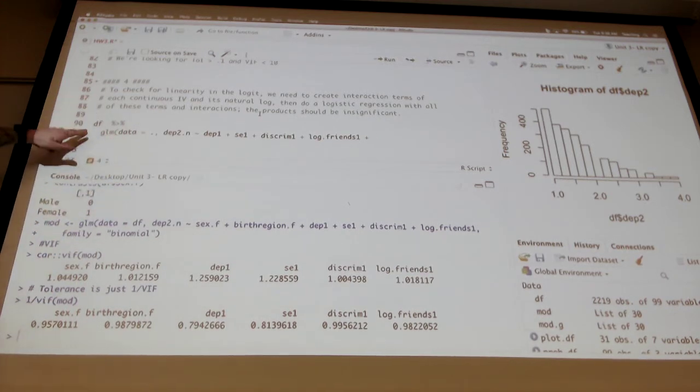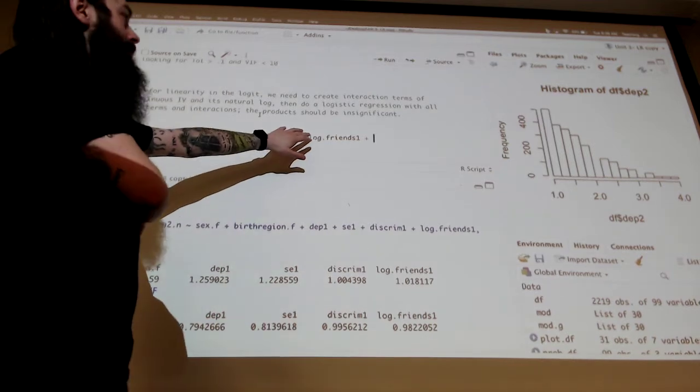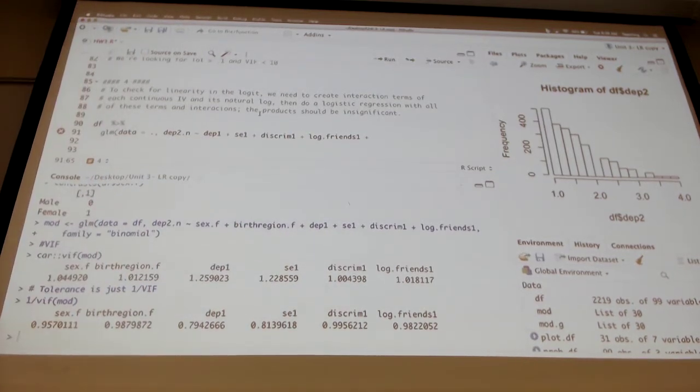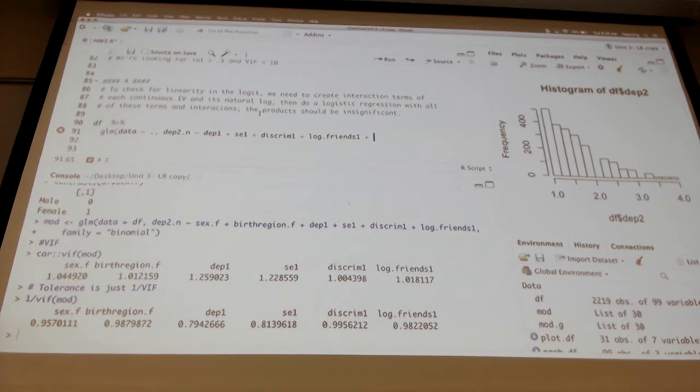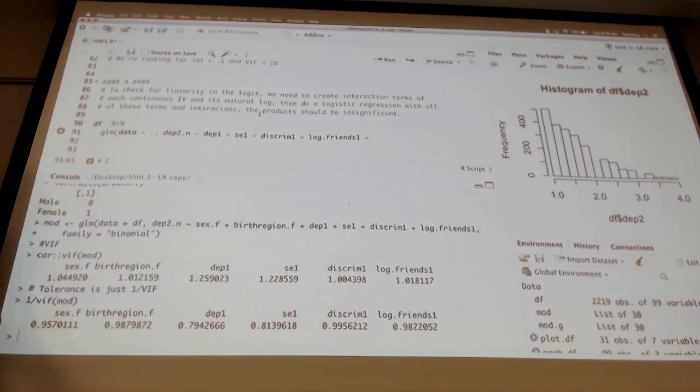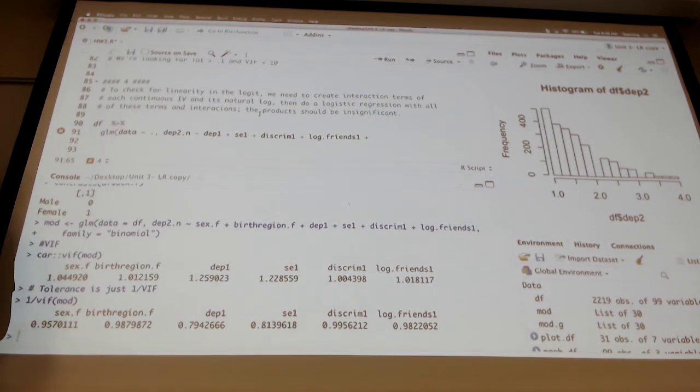All right, so I've gone ahead and started this part for the linearity of the logit, where again, what we need to do is add into the model the product of each of our continuous IVs and its natural log. There's any number of ways that you could do this. If you wanted to, you could take each of the continuous variables, multiply it by its natural log, store that as some new variable and add those created variables.